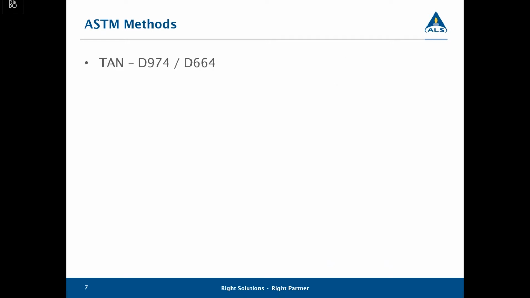Another ASTM method that we do that's fairly new for aviation oil analysis. In the past, we used to only do multi-element determination, but now we've moved into a lot of physical properties of the oils that we're testing, and total acid number is one of those. There's two different methods that it can be done by, D974 and D664.